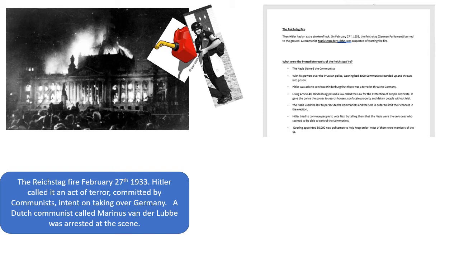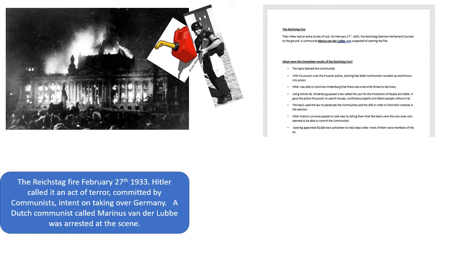And Hitler was able to convince Hindenburg that there was a terrorist threat to Germany. So using Article 48, Hindenburg passed a law called the Law for the Protection of People and State. Remember, he doesn't have to get this through the Reichstag. It gave the police, remember, controlled by the Nazis, the power to search houses, confiscate property and detain people without trial. So the Nazis obviously used the law to persecute the communists, their political opponents, and the SPD, the socialists, again their political opponents, in order to limit their chances in this election.